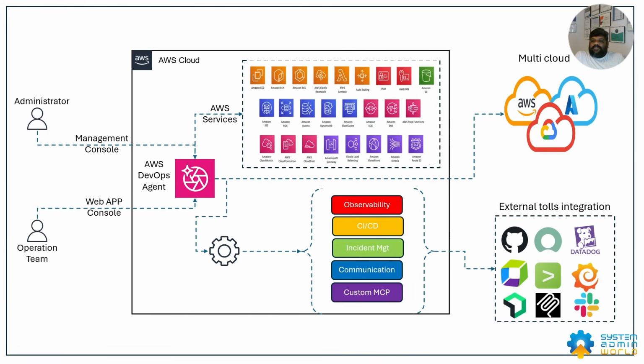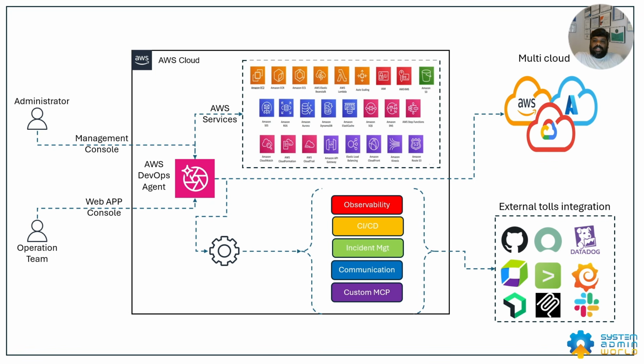As a quick refresher from the previous video, the AWS DevOps Agent integrates seamlessly with the AWS Management Console, the Web App Console, and multiple AWS services. It's designed to support multiple cloud environments, right? So multiple tenants or multiple providers can be involved here. For observability tool integrations or other log integrations, you can use those multi-cloud environment integrations also.